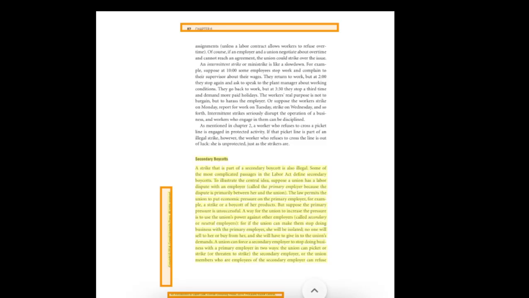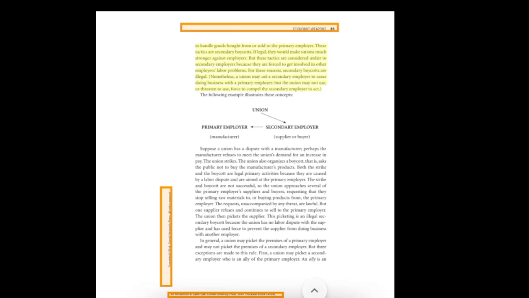A union can force a secondary employer to stop doing business with a primary employer in two ways. The union can picket or strike or threaten to strike the secondary employer, or the union members who are employees of the secondary employer can refuse to handle goods bought from or sold to the primary employer. These tactics are secondary boycotts. If legal, they would make unions much stronger against employers. But these tactics are considered unfair to secondary employers because they are forced to get involved in other employers' labor problems. For these reasons, secondary boycotts are illegal.